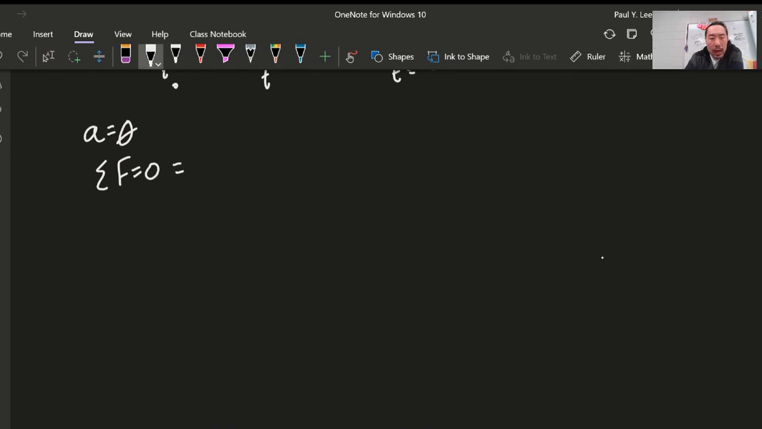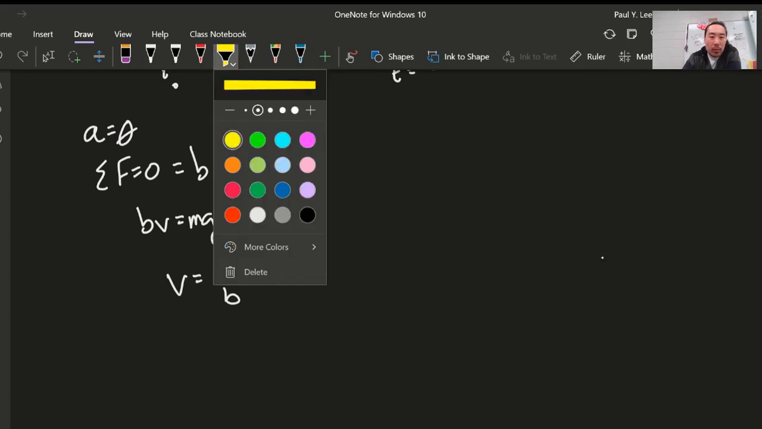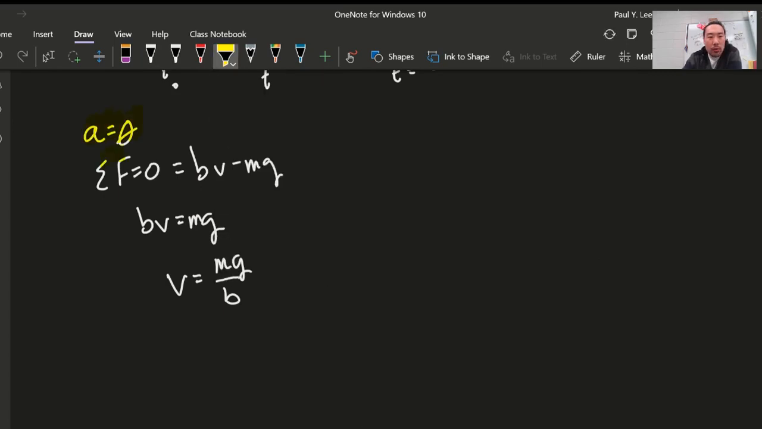So here we have BV minus mg. And so we see that BV is equal to mg. So the terminal velocity would be V is equal to mg divided by b. We got to this point simply by addressing the idea that at terminal velocity, your acceleration is equal to 0. Therefore, your net force is equal to 0. And from there, we just did a simple derivation. So we got to terminal velocity through conceptual knowledge, and that's very important for you to know.